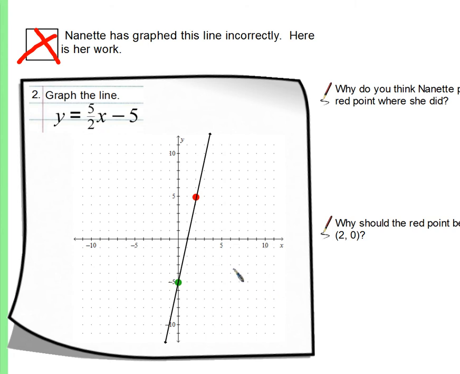I can't force you. I can't just take your head and shake you and get you to do what I want. Okay? But I sure can encourage you to think, am I memorizing steps? And if I am, do I understand the underlying truth behind all of what I'm doing? Okay? Why should there be a point at 2, 0? Jesper.